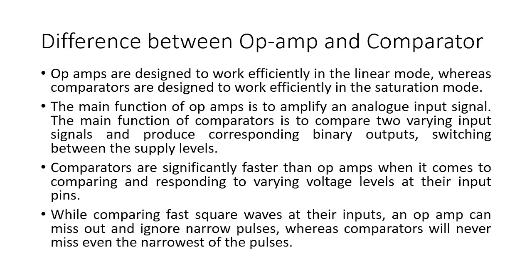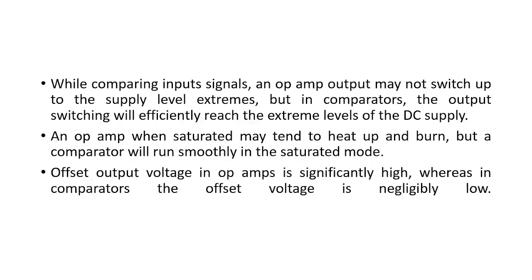The main function of a comparator is to compare two varying input signals and produce corresponding binary outputs, switching between the supply levels. Comparators are significantly faster than operational amplifiers when it comes to comparing and responding to varying voltage levels at their input pins. While comparing fast square waves at their inputs, an operational amplifier can miss out and ignore narrow pulses, whereas a comparator will never miss even the narrowest of the pulses.